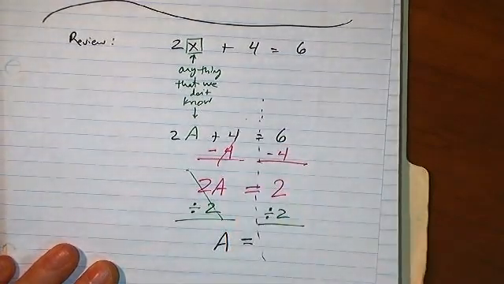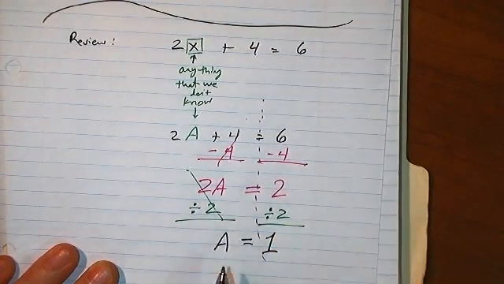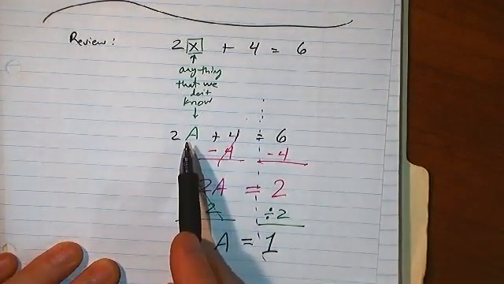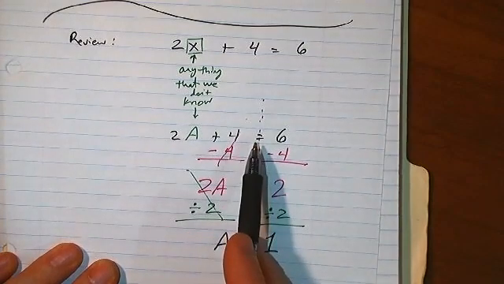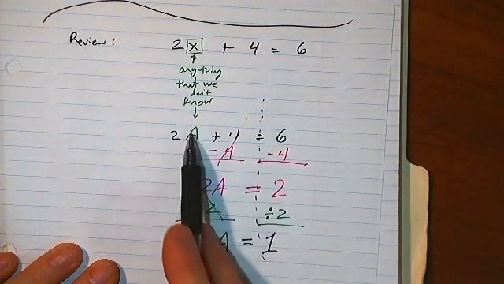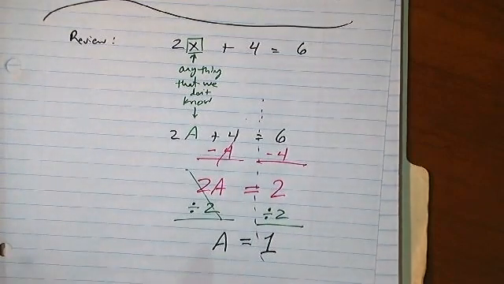Notice that the equal sign just keeps dropping down. And 2 divided by 2 is a 1. So anytime I have 2 times something plus 4, and the answer is going to be 6, this thing is always going to be a 1. That's what we've just proven in this process.